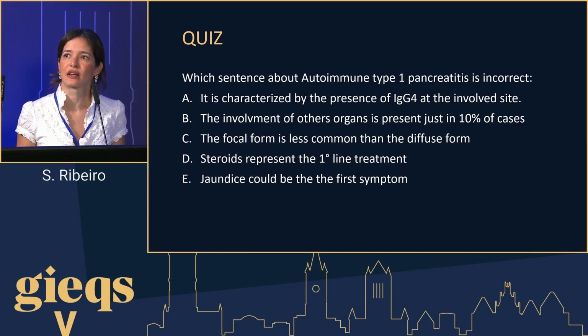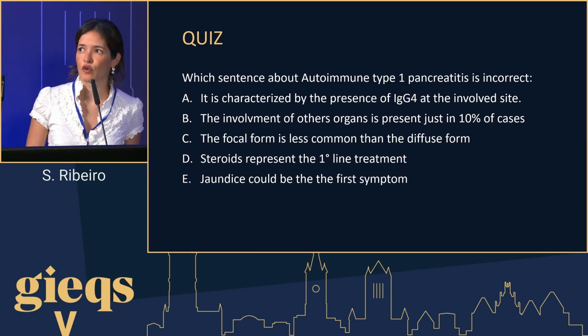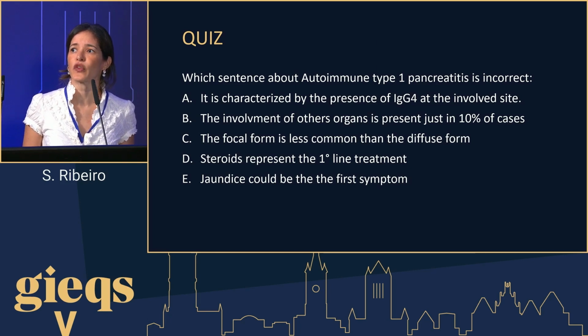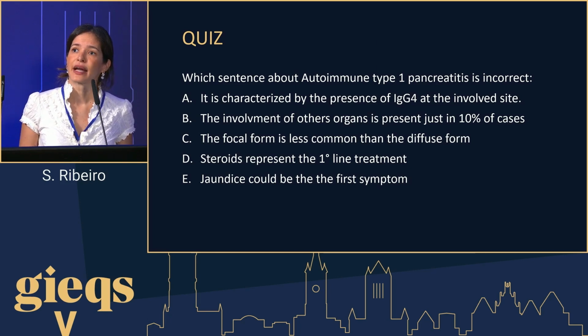A, it is characterized by the presence of IgG4 at the involved site. B, the involvement of other organs is present just in 10% of the cases. C, the focal form is less common than the diffuse form. D, steroids represent the first line treatment. And E, jaundice could be the first symptom.